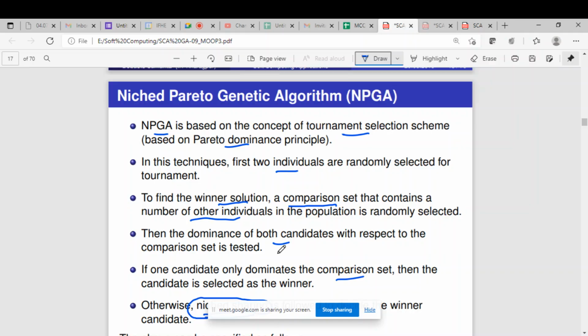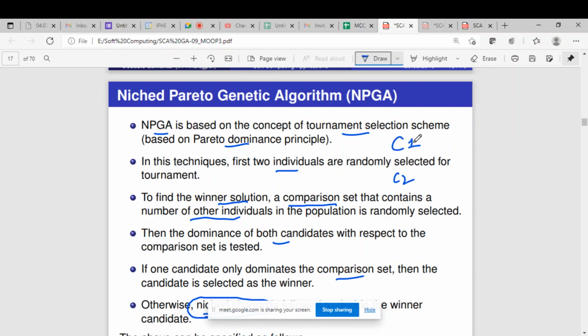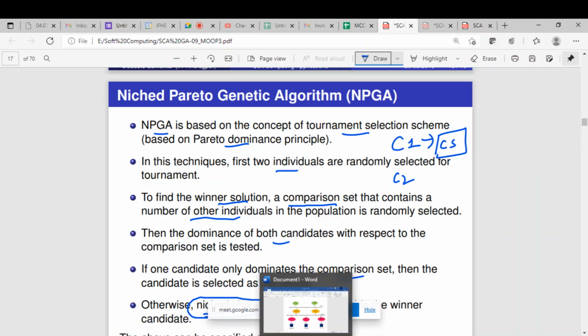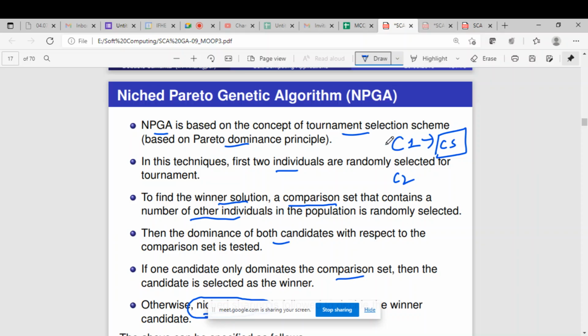No, no, who is dominating? Say C1 and C2 are the two individuals. Who should dominate the comparison set? If C1 dominates everybody in the comparison set, and C2 does not dominate everybody in the comparison set, then who will be the winner?